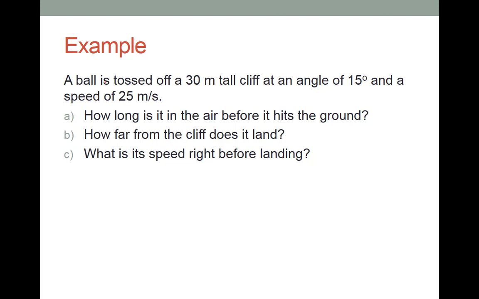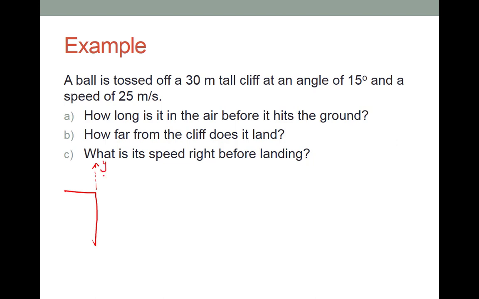So we have a ball tossed off a 30-meter tall cliff at an angle of 15 degrees and a speed of 25 meters per second. And we want to know everything we can about the ball's landing. How long is it in the air? How far away from the cliff does it land? And at what speed is it moving right before it lands? Okay, so first things first, draw a picture.